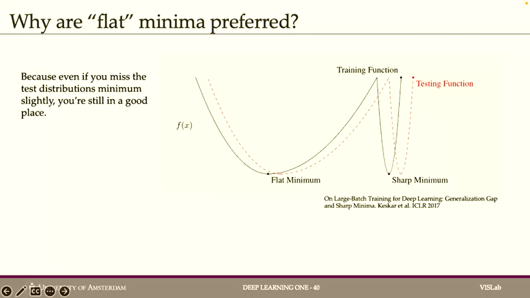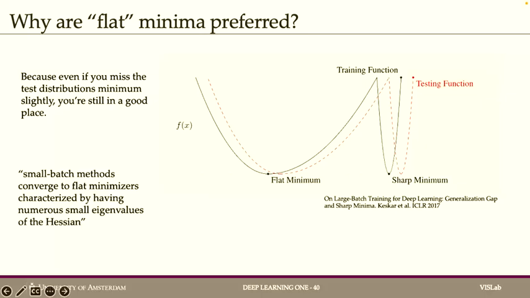One reason why flat minima are preferred is the following illustration. Your training distribution, as I mentioned, might look one way, your testing distribution might look slightly different. And so if you pick a set of parameters which has a flat minimum, it might generalize better to the testing distribution because even if you get it slightly wrong, it might still be good enough. And actually in this paper, they show that small batch methods converge to flat minimizers. So that's why small batch methods are often preferred, at least. Now, there's this definite trade-off with compute time and small batch sizes, though.